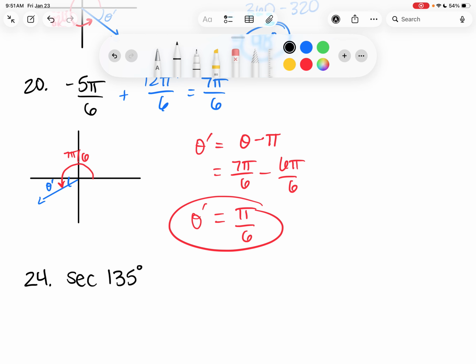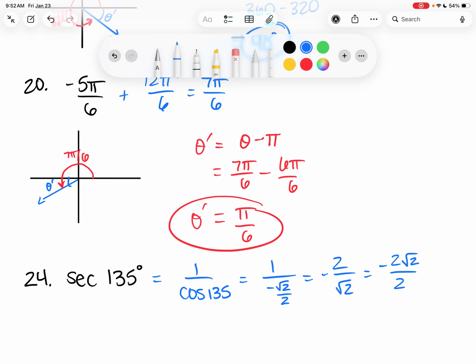So obviously we already talked about, secant isn't on here directly, but I can look at cosine. So this is the same thing as 1 over the cosine of 135. So that's in quadrant 2. Negative root 2 over 2. So this is 1 over negative root 2 over 2. Keep change flip. That gives me negative 2 over root 2. Rationalize it. Negative 2 root 2 over 2. 2's cancel. It's negative root 2. Well, that's great.